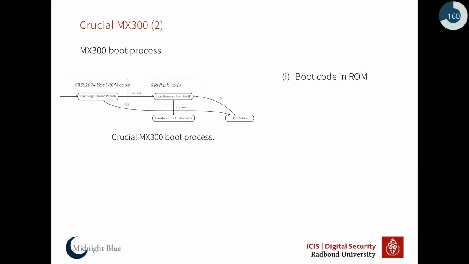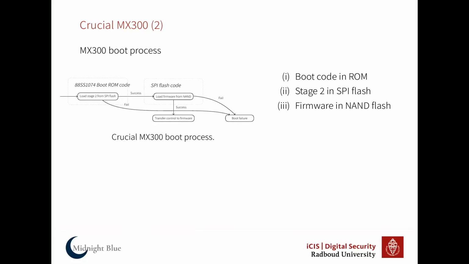So for that, we looked at the boot process. On the left, you see a ROM, which is embedded into the controller, which then loads some code from the SPI flash. And basically, that loads the firmware from NAND. If you want to take off the NAND and modify the firmware in NAND, that's really annoying. It's a BGA chip, over 100 pins.